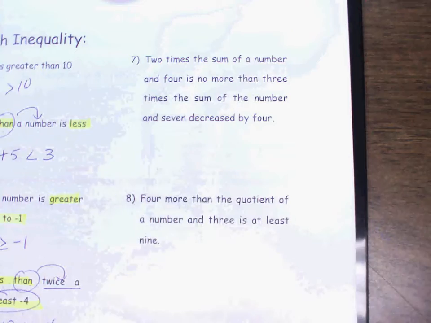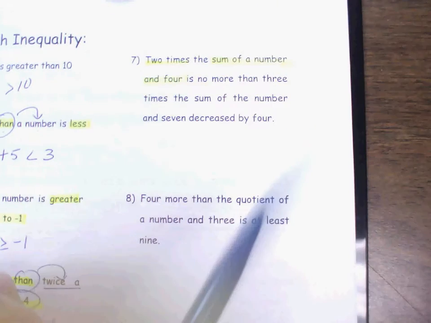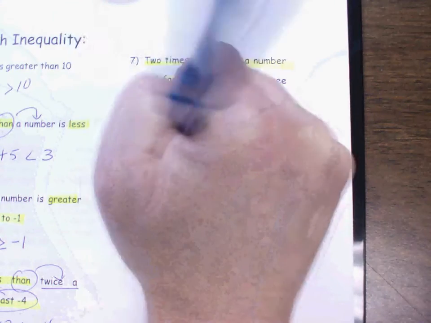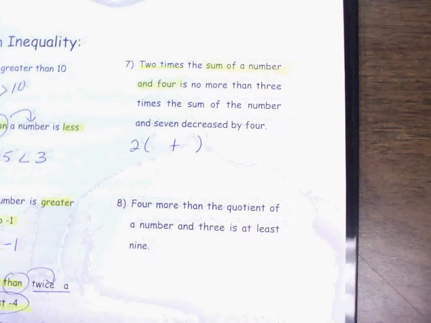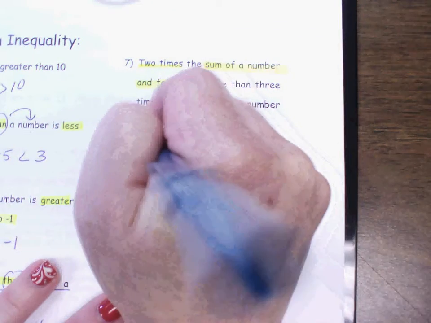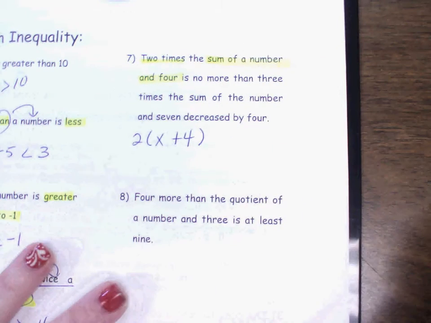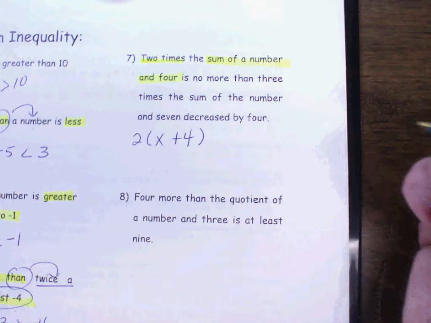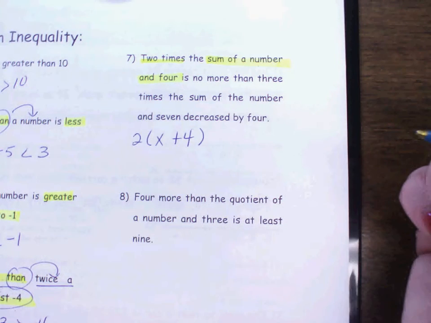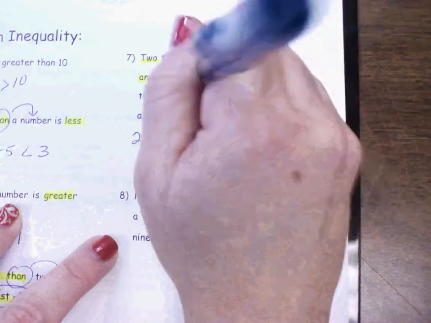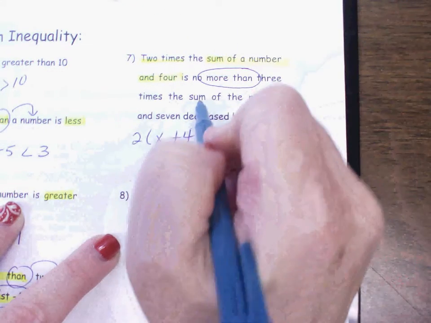All right. 2 times the sum of a number and 4. Let's start with that. How do you write 2 times the sum of a number and 4? So it's twice a sum. So I've got to have parentheses. What am I adding? So that will be what? Very good. Is more than addition, or is that the actual sign? That's the actual sign. Very good.